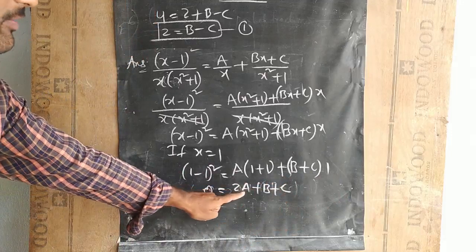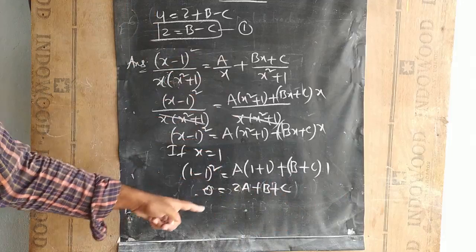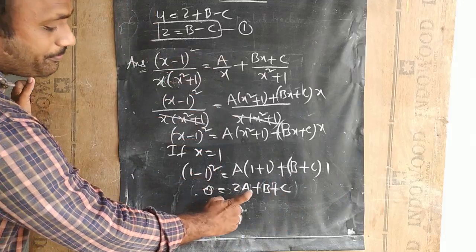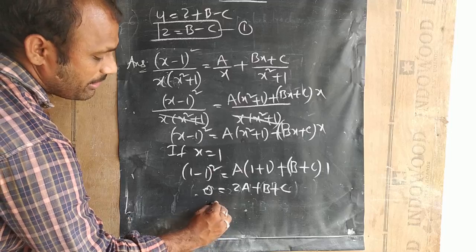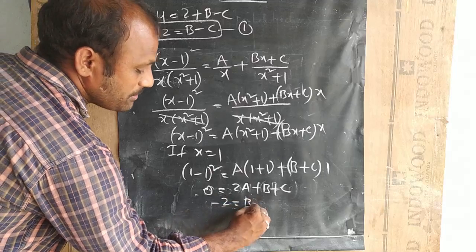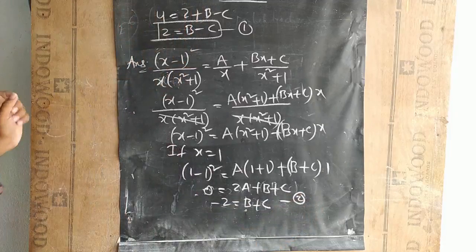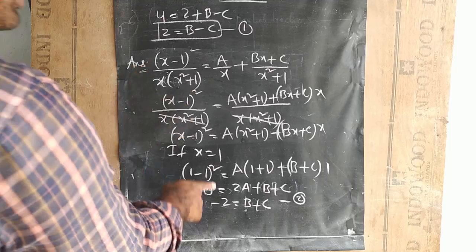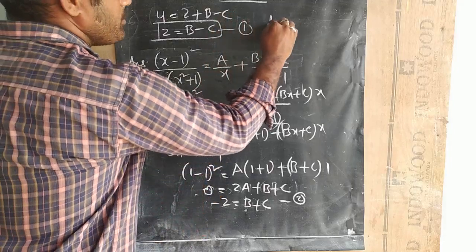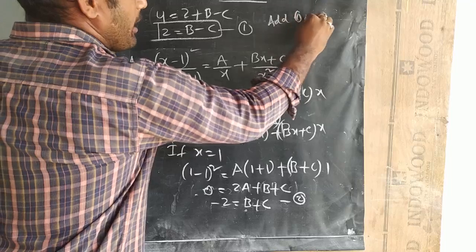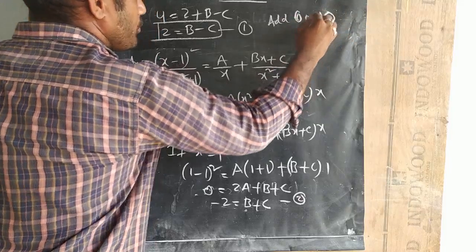So in place of a, we can substitute 1. Already they know. So 2 ones are 2. It will become minus 2 is equal to b plus c. Mark this as the second equation. So add 1 and 2. If you add 1 and 2, what are we going to get here?